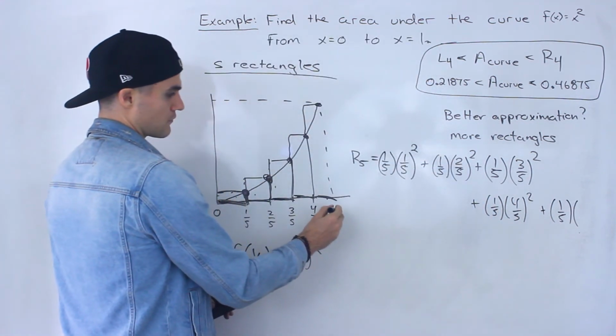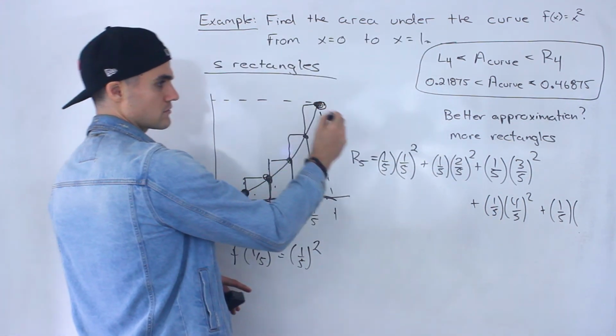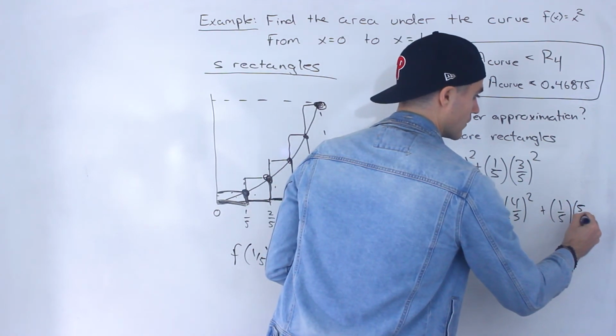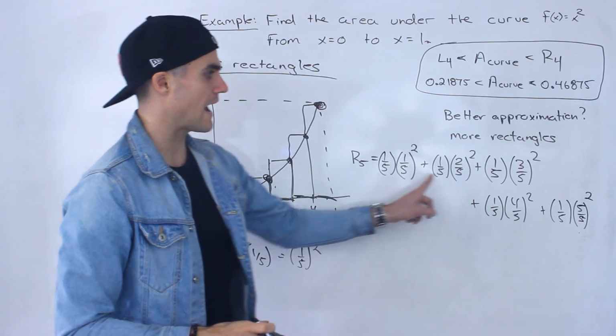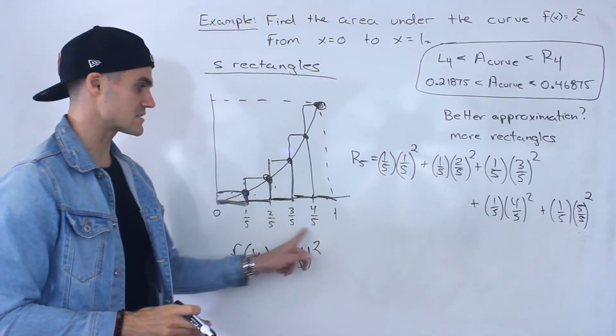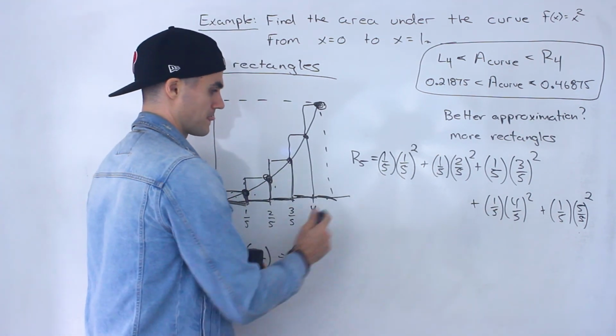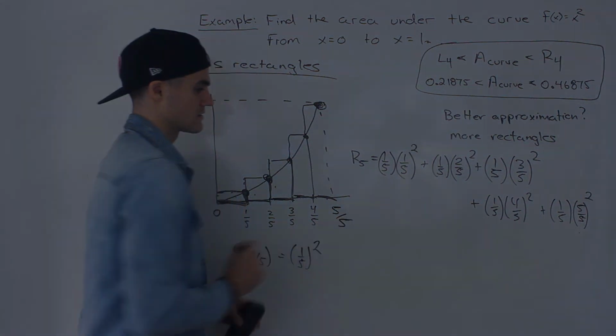Just to keep it consistent, instead of writing 1 to the power of 2, I'm going to put 5 over 5 to the power of 2, just so you see the pattern of these x values here. So instead of writing 1, let's just write this as 5 over 5.